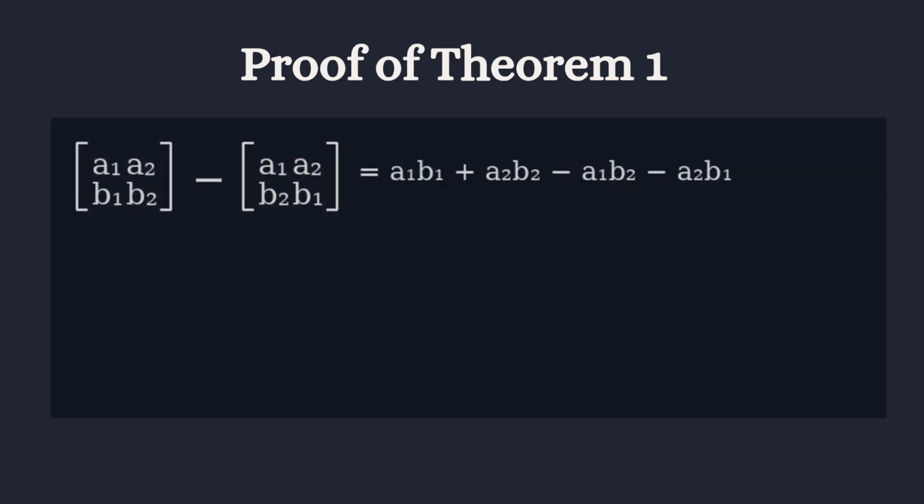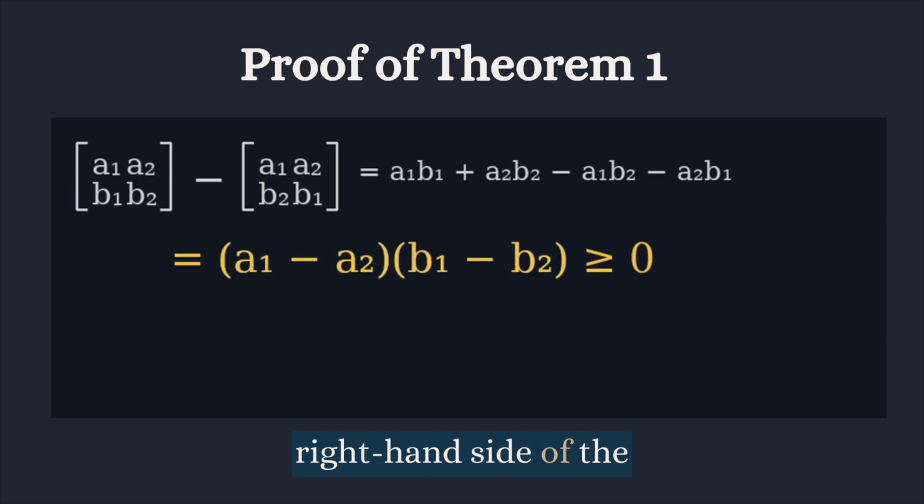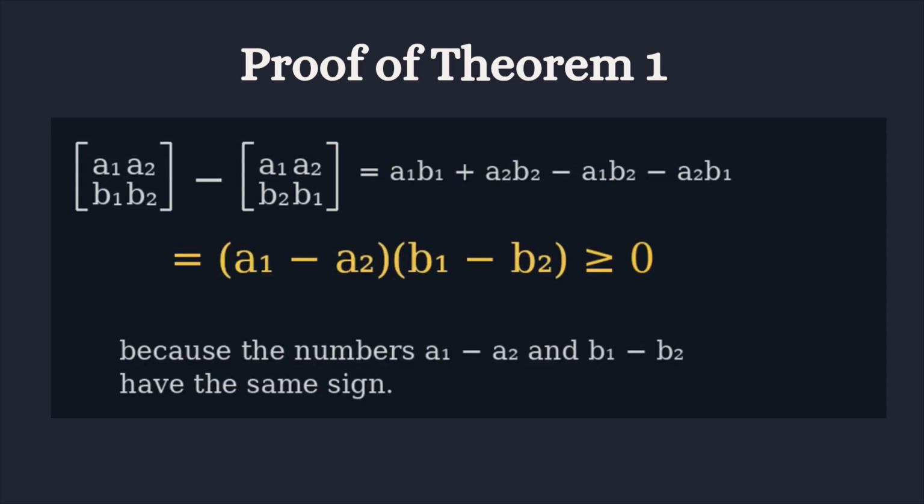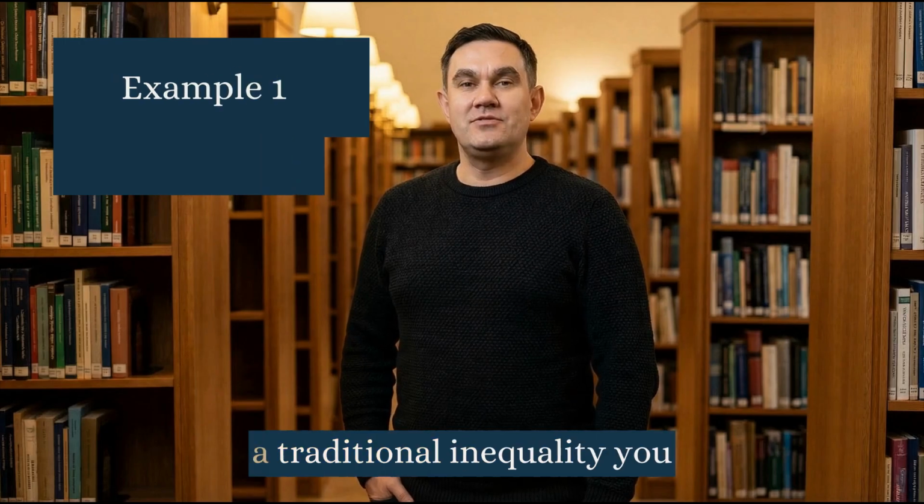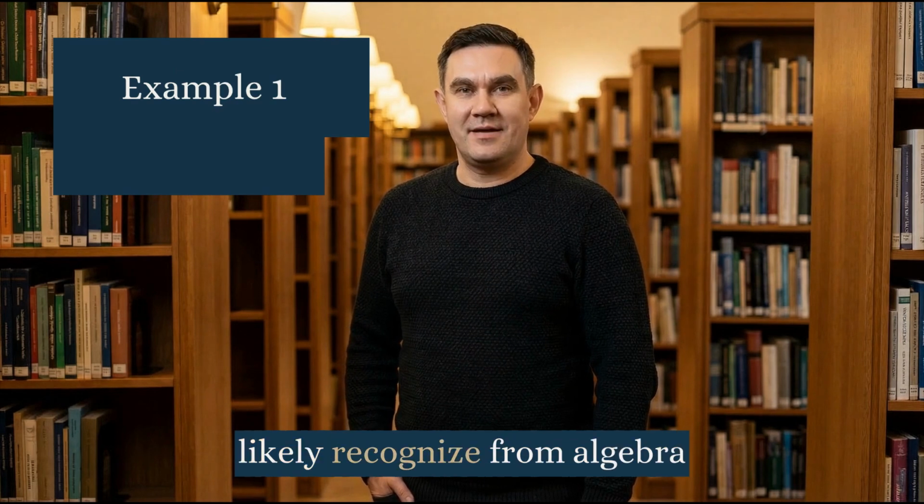The difference between the left-hand side and the right-hand side of the inequality is equal to the product of the differences a1 minus a2 and b1 minus b2. This product is non-negative because the numbers a1 minus a2 and b1 minus b2 have the same sign. Thus, proof is complete. Let's apply this to a traditional inequality you likely recognize from algebra class.